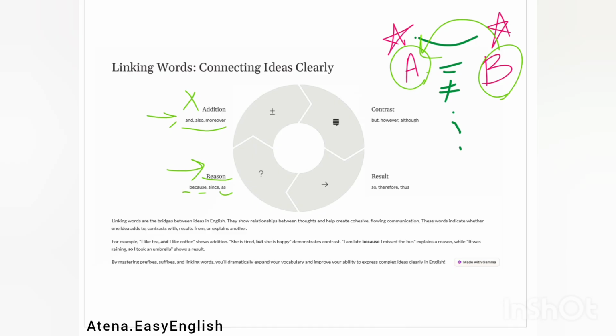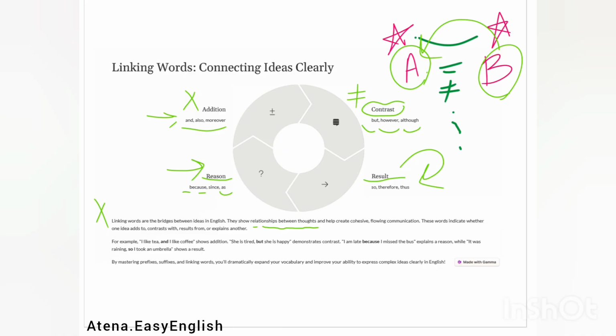And the next one, when you want to express the contrast, when things are opposite, you can use but, however, or although, though, or even though. So you can use these three when you want to express something that they are opposite. And the last, when you want to talk about result of something, you can use so, therefore, and thus. So linking words are the bridge between ideas in English. They show relationship between thoughts and help create cohesive, flowing communication.